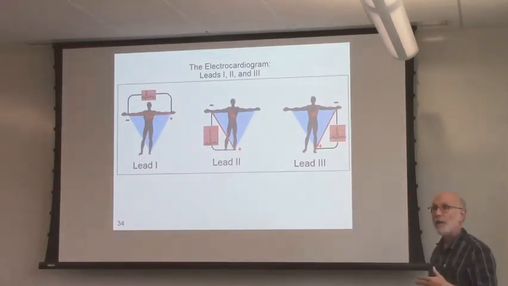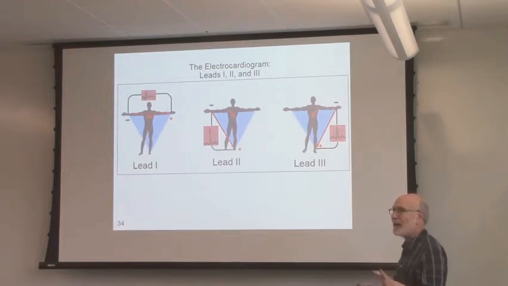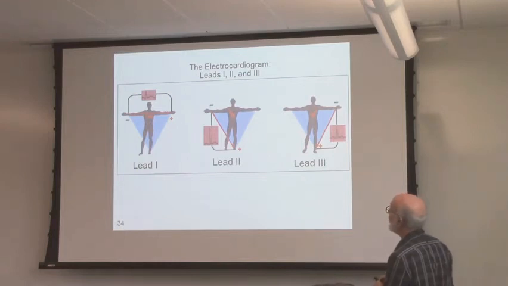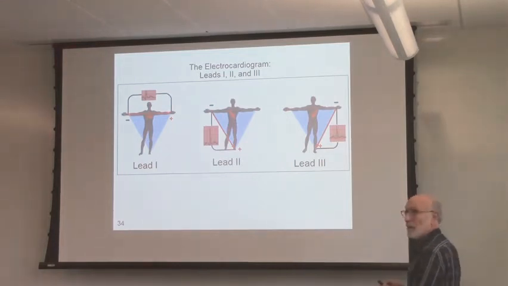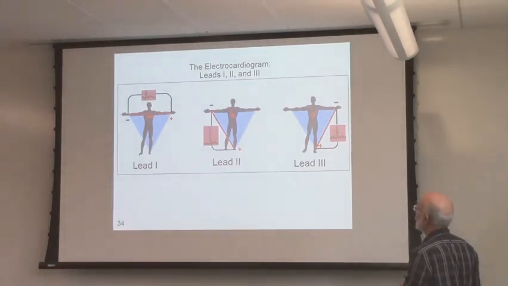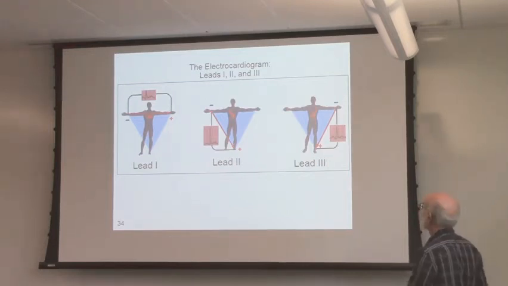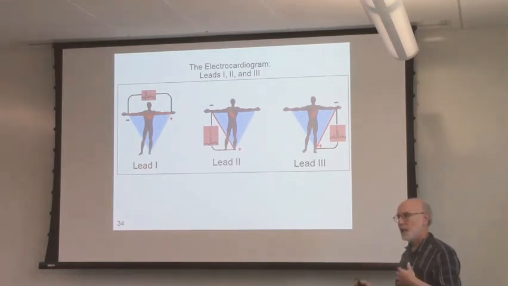And we're going to talk about the connections between those electrodes. So we talk about the so-called leads, not lead, lead 1, 2, and 3. So lead 1 is defined by electrodes on the right arm and the left arm. Lead 2 is defined by electrodes connected to the right arm and the left leg. And lead 3 is defined by a connection between the left arm and the left leg.